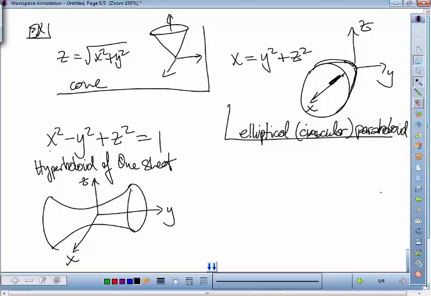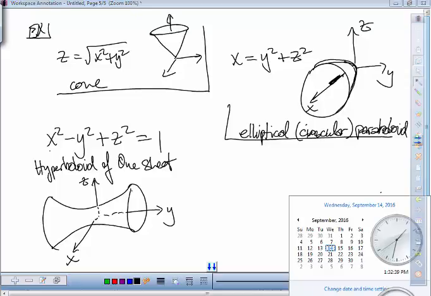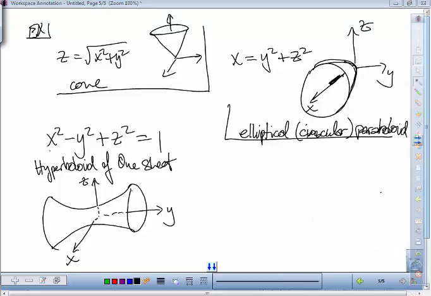Then if you want, you can be opaque or semi-transparent. And you know it's opening up on the y-axis because that's the only variable that has a different sign from the other 2. Okay? Questions?